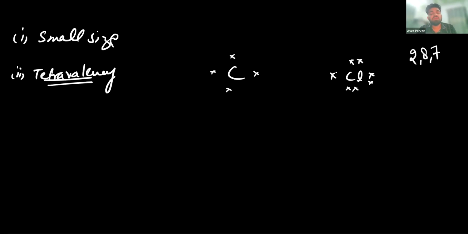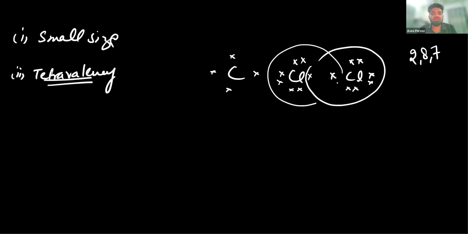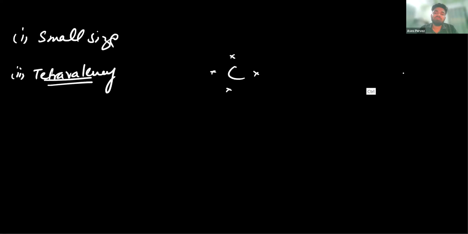So here it will not make bonds with 7 atoms. It will make a bond with one more chlorine, because it requires only 1 electron to complete its octet. So it will share with one atom and make only one bond. Chlorine can make only one bond because it has 2,8,7 and requires only 1 electron. But since carbon requires 4 more electrons, it can make 4 bonds. So due to tetravalency, it is able to make a large number of compounds. Third is the covalent bond, which is the second strongest bond.